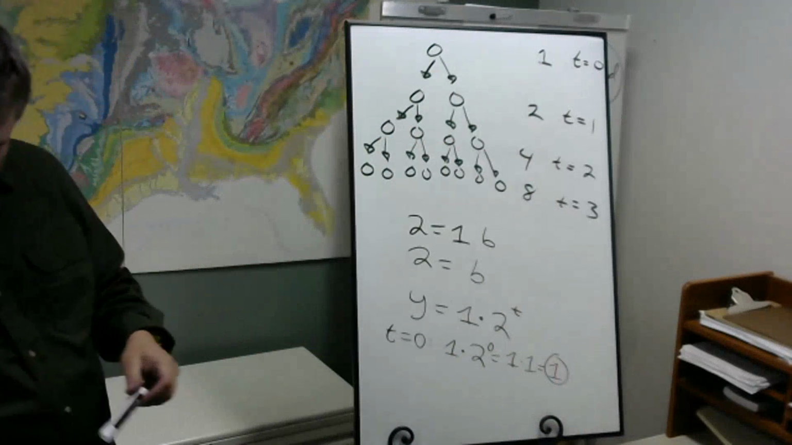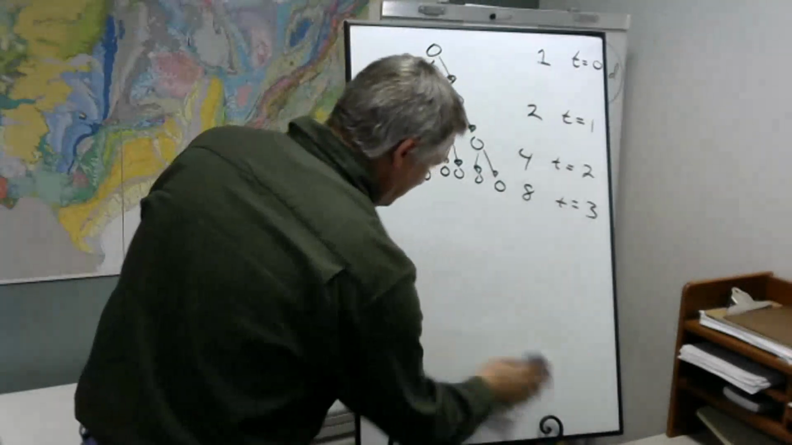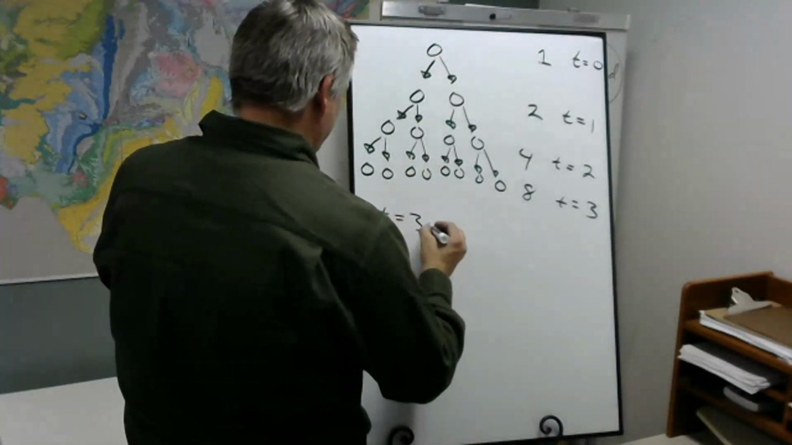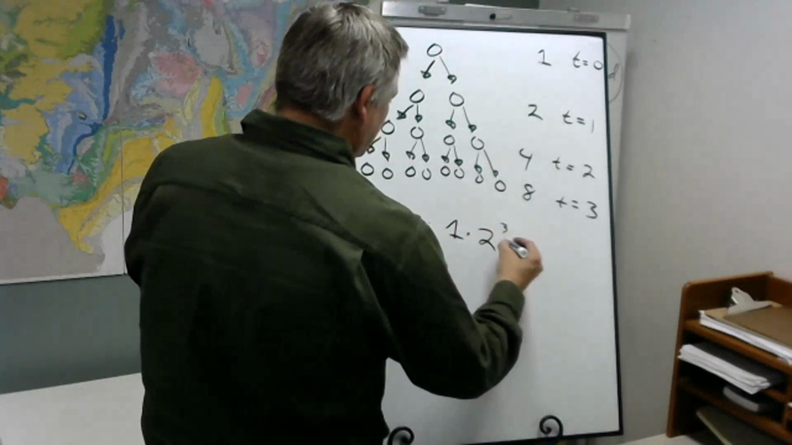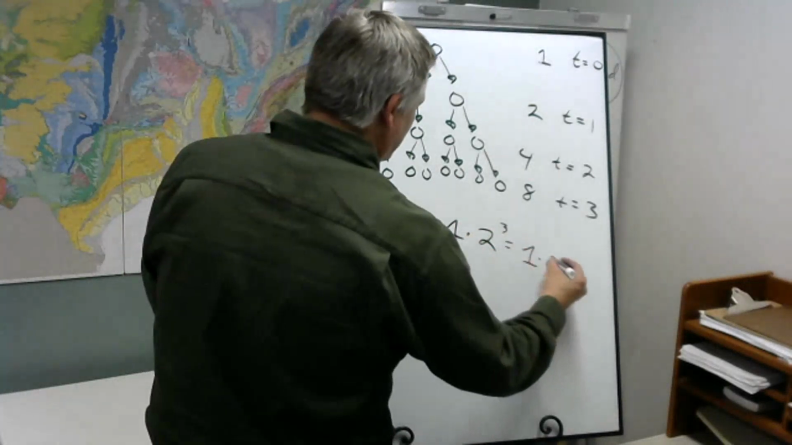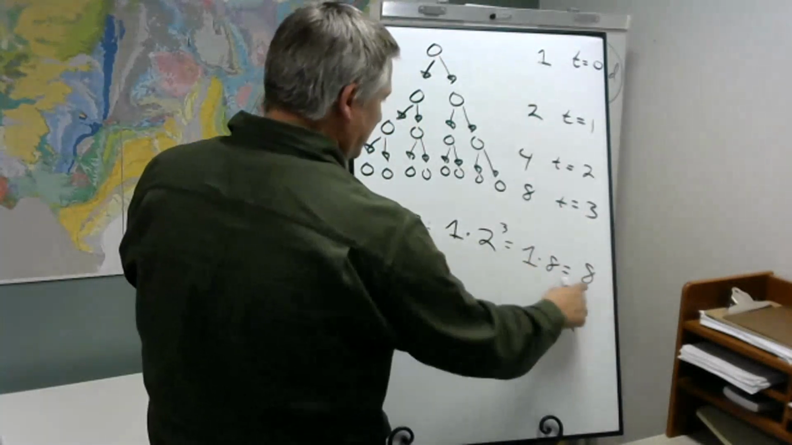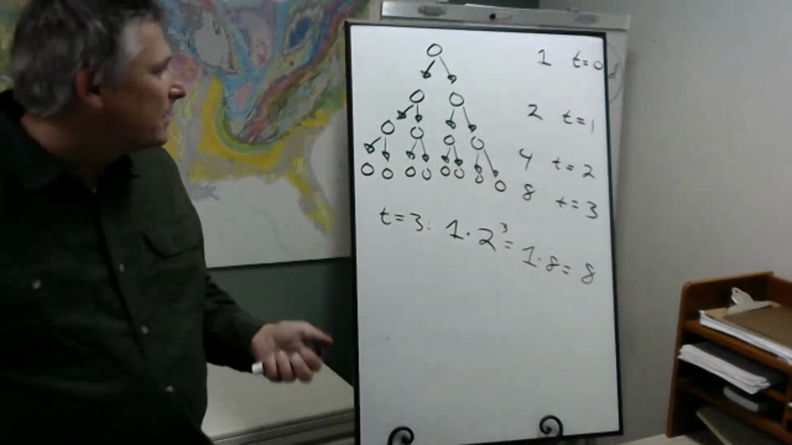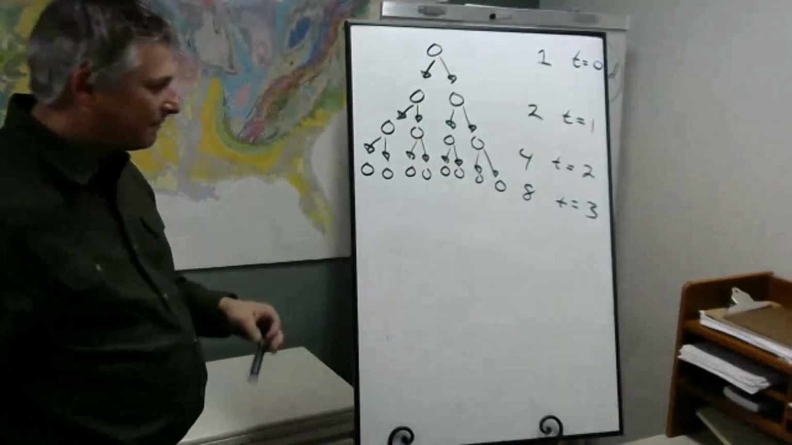That works. We could try t is 3. So we get 1 times 2 to the 3rd, or 1 times 8, or 8. And sure enough, when t is 3, we get 8. So that's how you could come up with those kinds of models. That's one way of coming up with it.